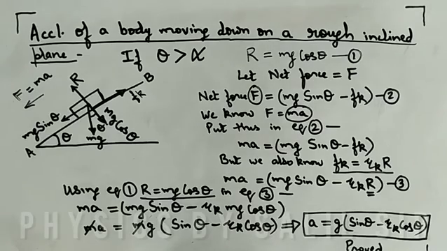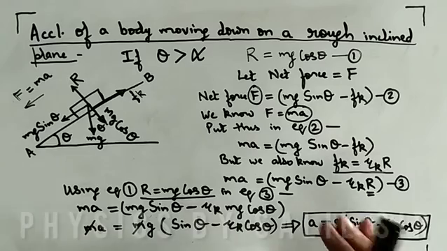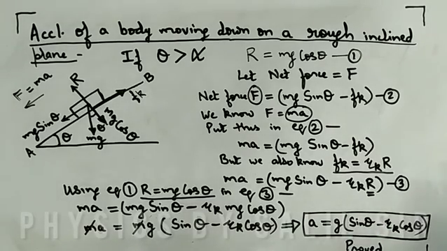So a is equal to g times (sin theta minus mu k cos theta). It is very clear from this equation that a is less than g. The acceleration of a body down the rough inclined plane is always less than the acceleration due to gravity. Okay?